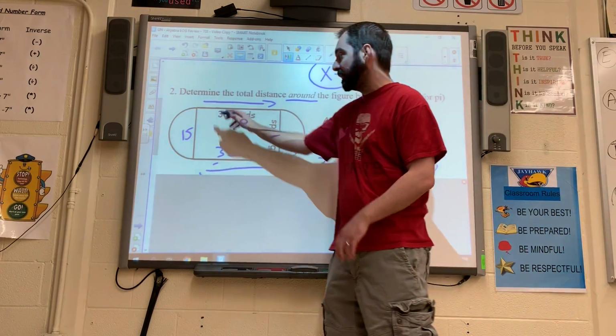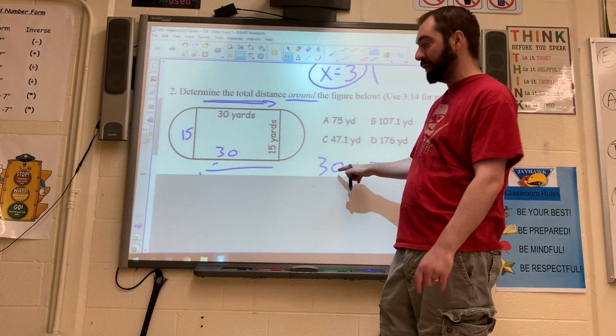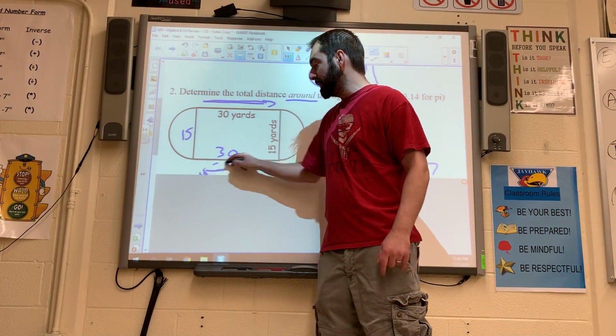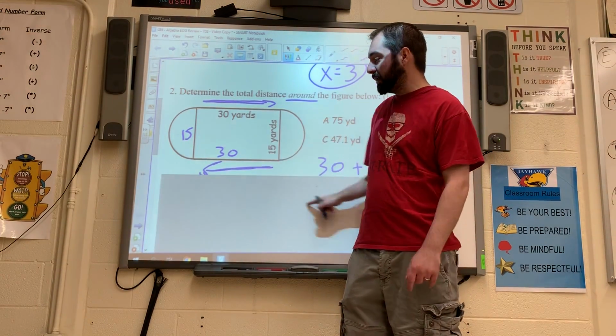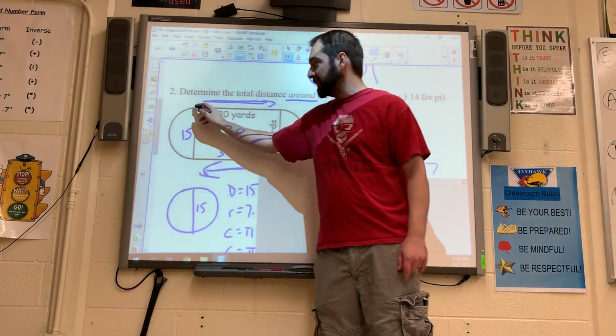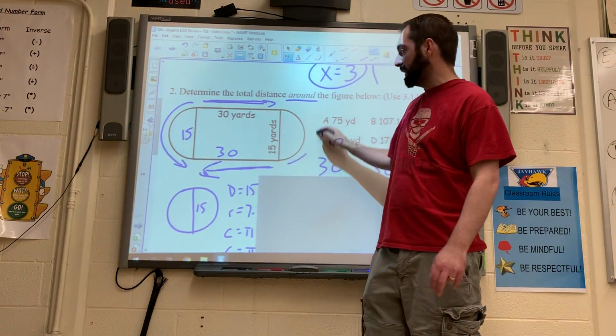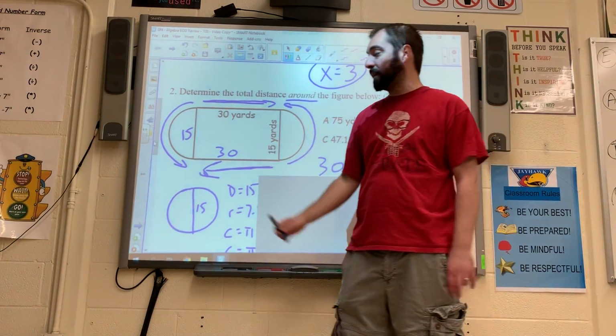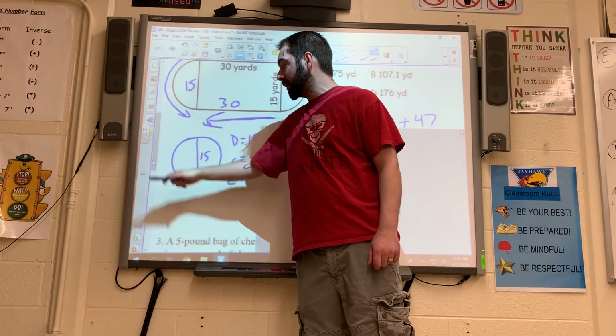Well, I know that if I travel from here across, I've gone 30 yards. If I go across the bottom, I've gone another 30 yards. Well, the part that I actually got to figure out is the distance around the outside curves here. Well, that's circumference. Anytime we're finding the distance around a circle, we're talking circumference.